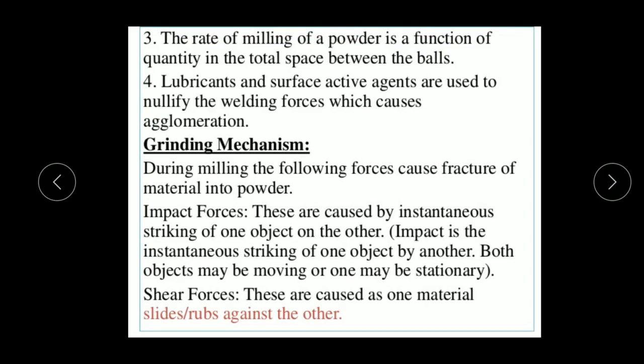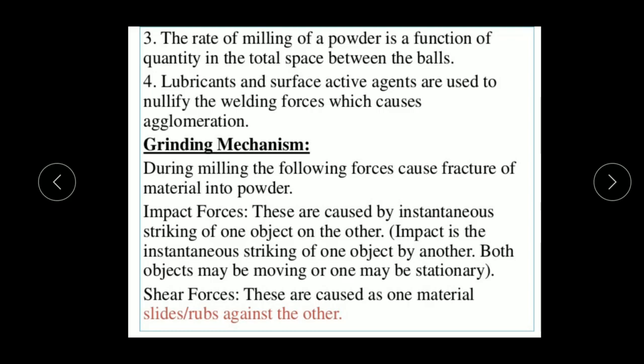And the third important factor is that the rate of milling of powder is a function of the quantity of powder in the total space between the balls. And the fourth important parameter is lubricants and surface active agents, which are used to nullify the welding forces which cause agglomeration.